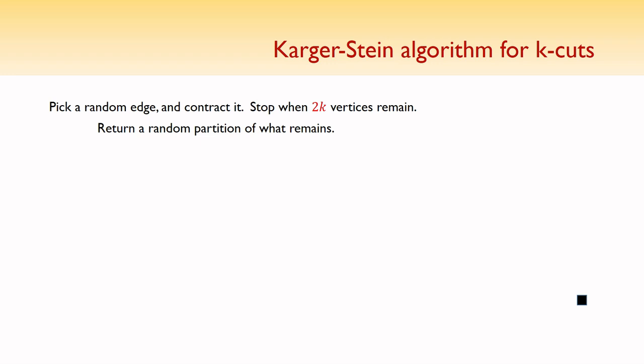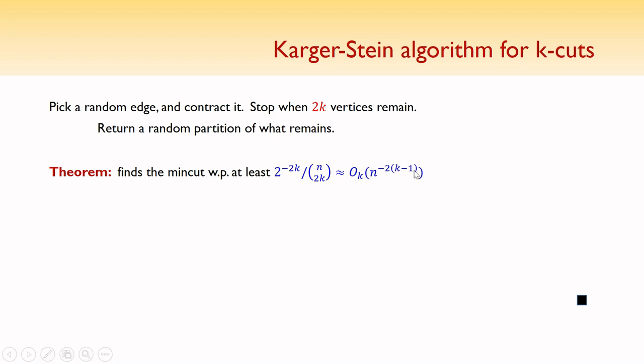So what about k-cuts? How does the Karger-Stein algorithm generalize to k-cuts? It's very simple. The only difference is that instead of stopping at 2 vertices remaining, we stop when there are 2k vertices remaining. And then at that point, we just return a random partition of the rest of the graph, which is 2k vertices. A similar analysis shows that this will find the min cut with probability roughly n to the minus (2k minus 1). Since we need properties of the analysis, let's quickly go over the analysis.